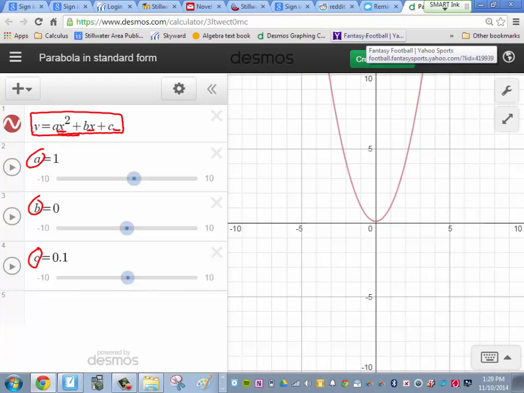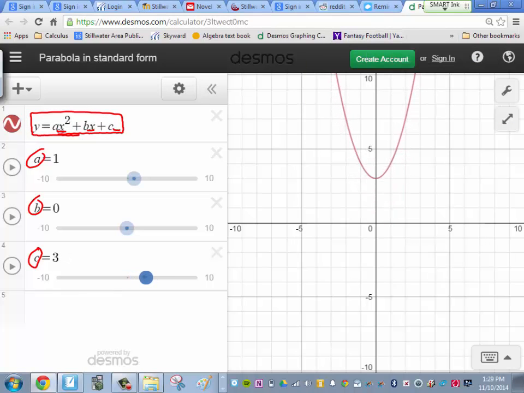So we're going to move this C up and down, and we're changing it. See how I'm changing the C right here. And it looks like when I change the C, it doesn't change if it opens up or down, right? This quadratic equation is always opened up still. It just shifts it up and down. So it doesn't look like the C tells us much about whether it opens up or down. So let's move on to this B.